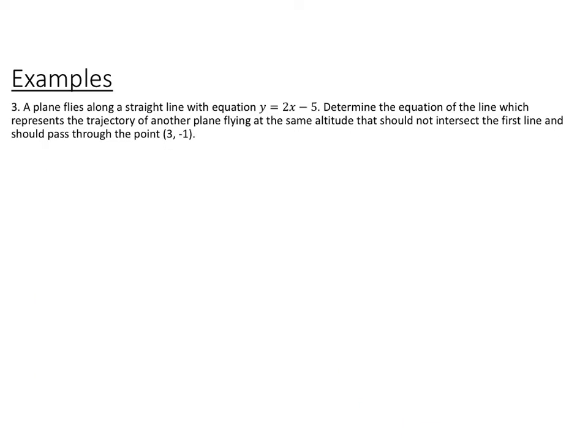So example number 3, a plane flies along a straight line with equation y equals 2x minus 5, and we want to determine the equation of the line which represents the trajectory of another plane flying at the same altitude that should not intersect the first line and should pass through the point (3, -1). So write the equation of this second plane.